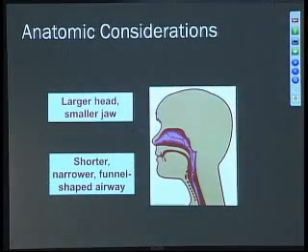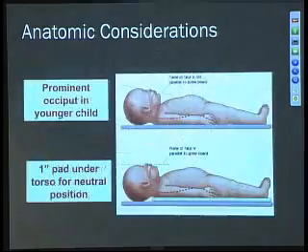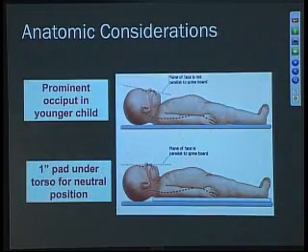Children have a larger head, smaller jaw, narrower funnel-shaped airway, softer cranium in infants and open fontanelles, and more dynamic cognitive development. Because of this prominent occiput, padding under the body can help to maintain that neutral position.